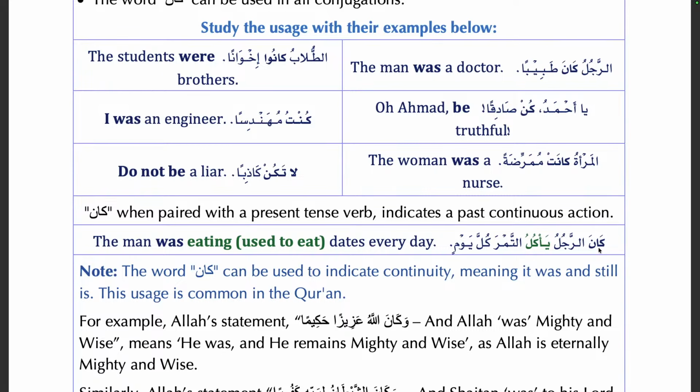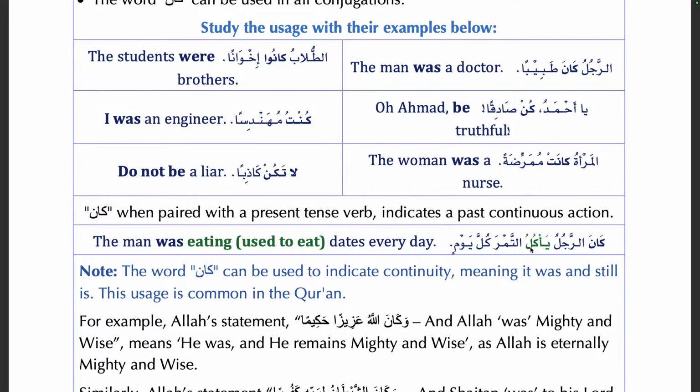For example, Kana rajulu ya'kulu at-tamra kulla yawmin. Kana rajulu ya'kulu. Ya'kulu means what? He eats or he is eating. Now let's ignore the kana. Ar-rajulu ya'kulu at-tamr is going to mean what? The man eats the dates, or the man is eating the dates.